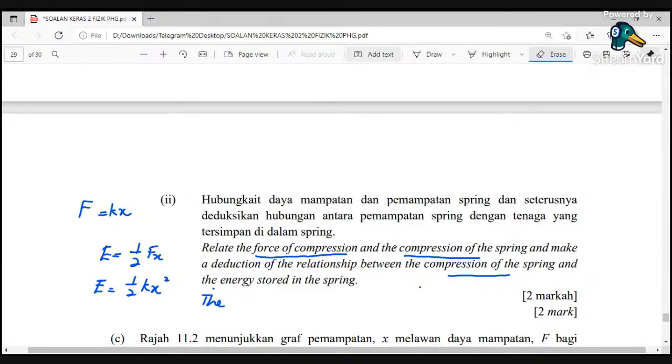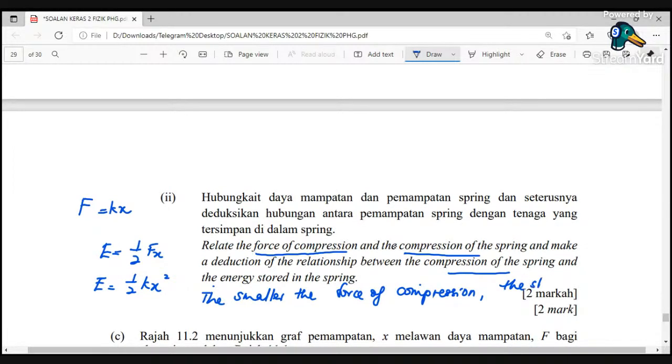Okay, tadi the smaller, the shorter. Kita akan guna perkataan tu. The smaller the force of compression, the shorter the compression X. Saya ambil je daripada comparison tadi. Saya tulis ni tak muat tempat lah. You all tulis dekat kertas yang disediakan. Ada ruang yang lebih besar, you tulis dengan lebih kemas lah.